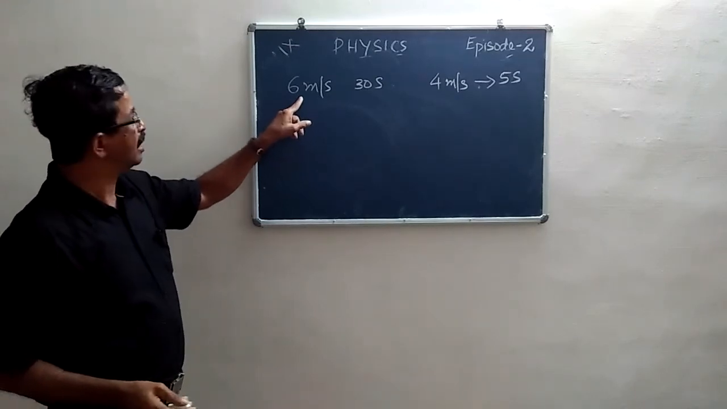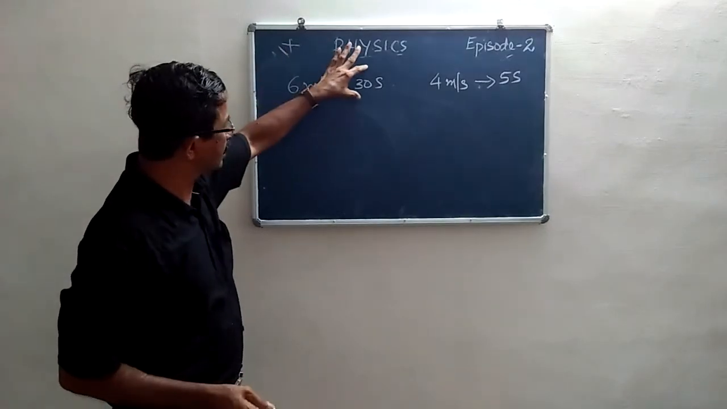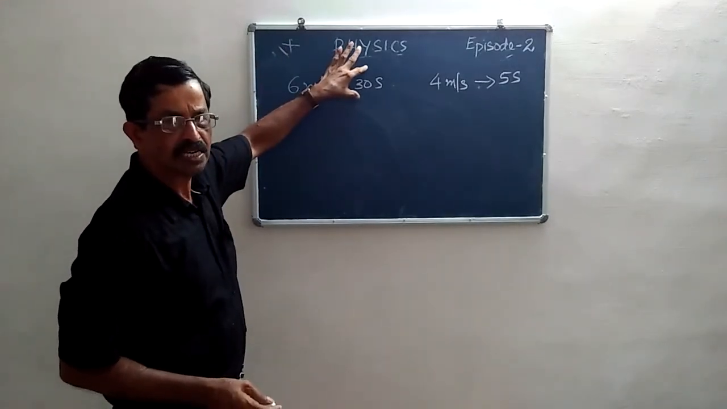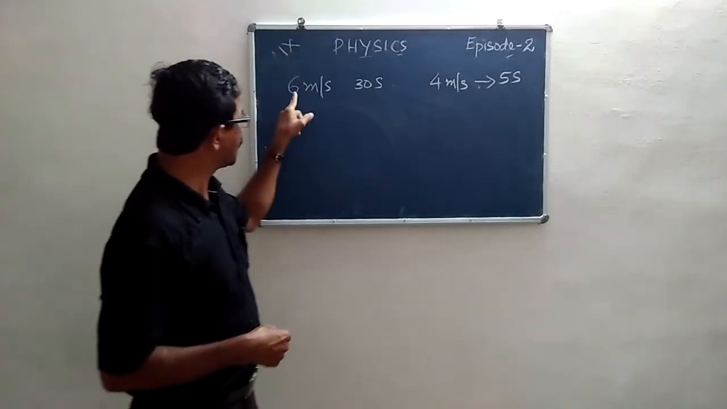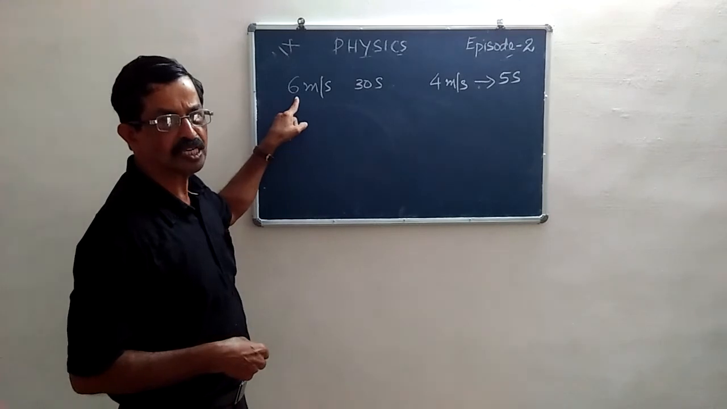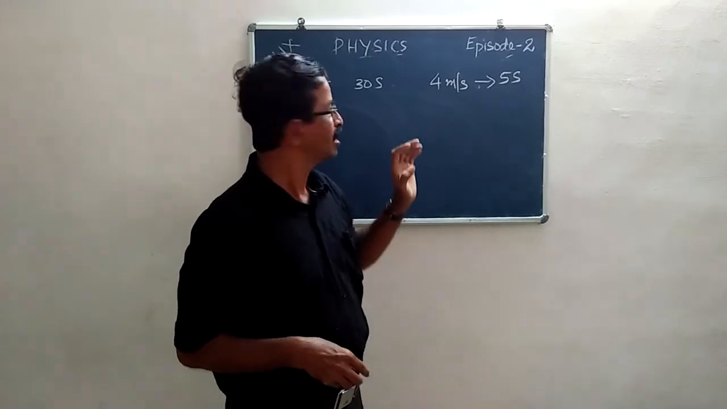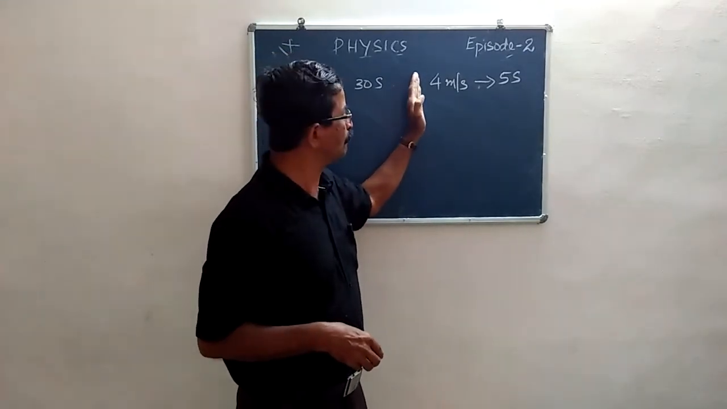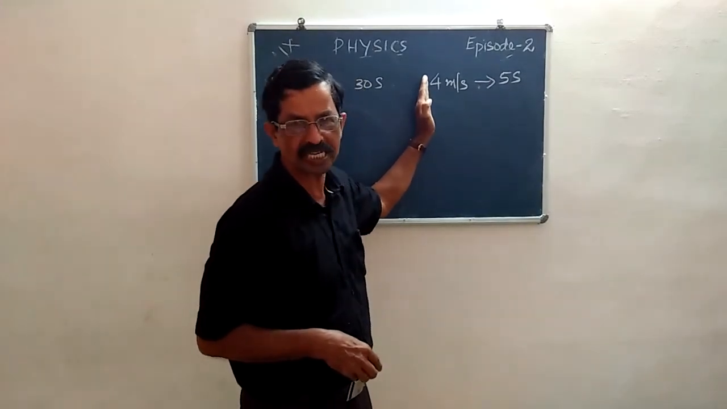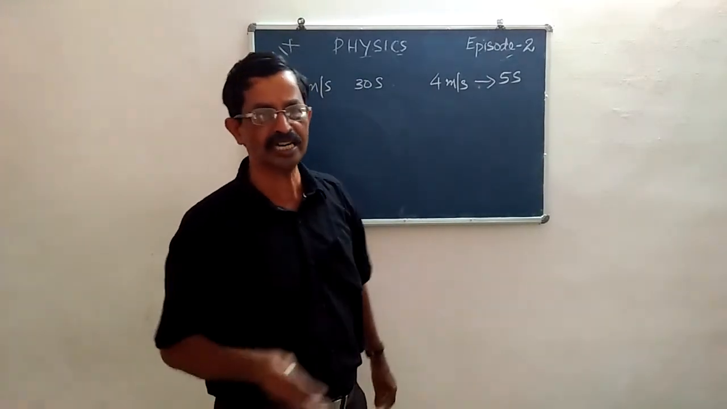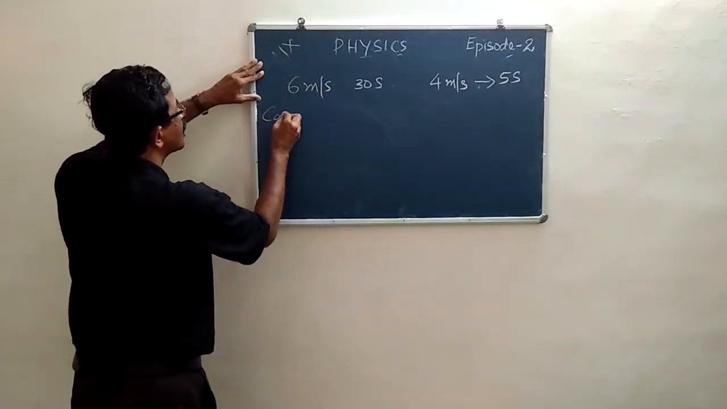At first, Rahul pedaled his bicycle for 30 seconds. Then, when he pedaled his cycle for 30 seconds, its speed became 6 meters per second. And after he applies brake for 5 seconds, its speed becomes 4 meters per second. Now we want to find out the acceleration in both cases. Now after the first step, we can take case 1.